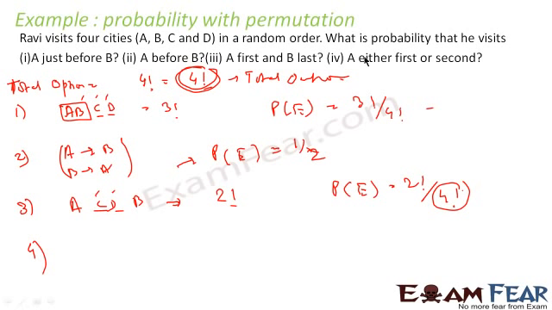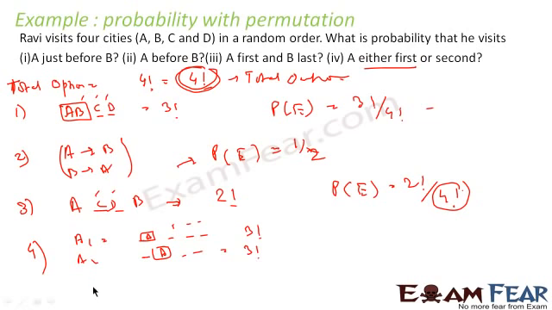In case 4, A is either first or second. First let me find A is first. So A is fixed, and B, C, D can be arranged in 3 permutation. A is second: A is fixed here, and again B, C, D are the 3 points, which can be arranged in 3 permutation ways.